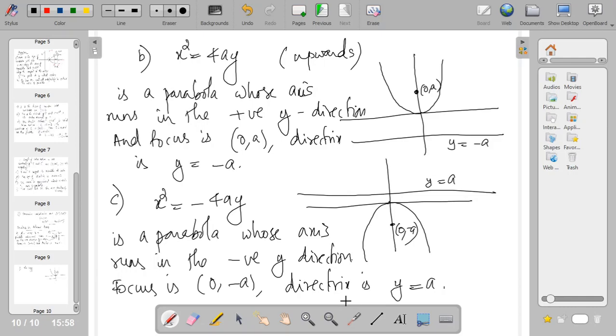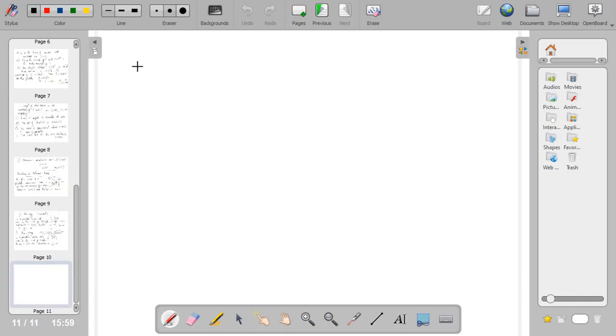Now we have seen three parabolas. They have vertex at the origin. And now let us see one more way of writing the equation of the parabola. In the parabola, we saw the parabola definition. If you take the parabola, you have a focus and a directrix, a fixed point and a fixed line. So this distance has to be the same.